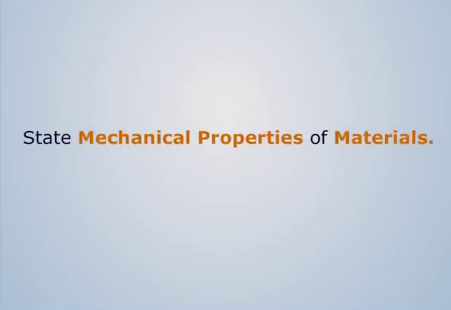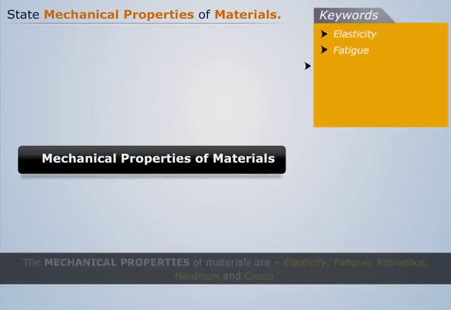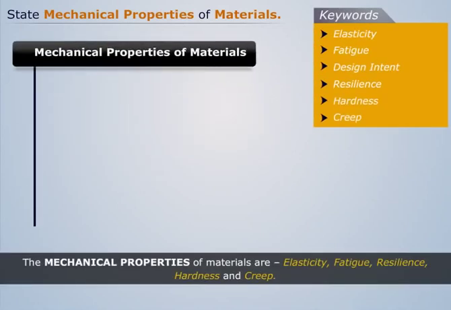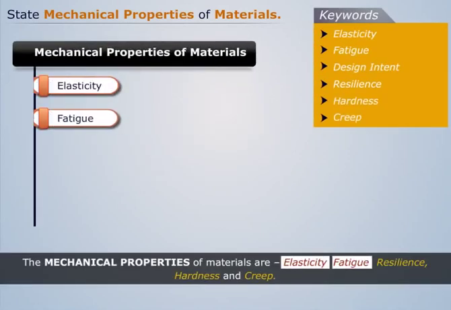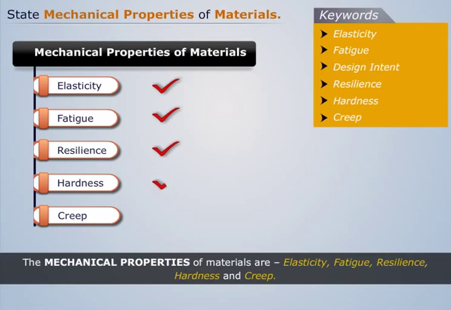State mechanical properties of materials. The mechanical properties of materials are elasticity, fatigue, resilience, hardness, and creep. Let us study each of them one by one.